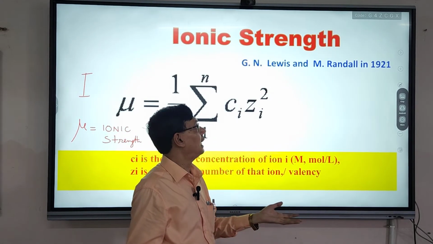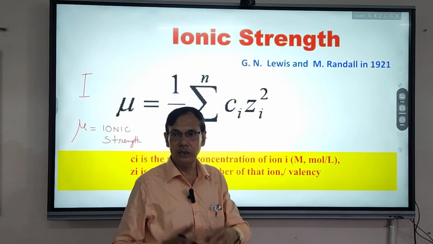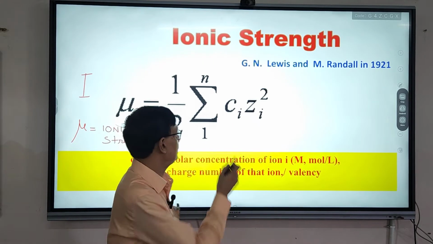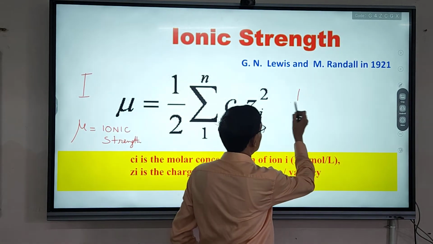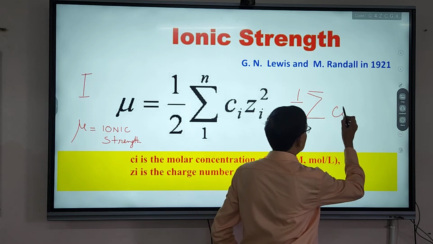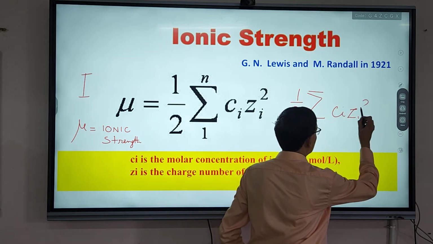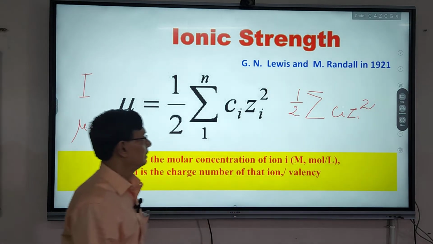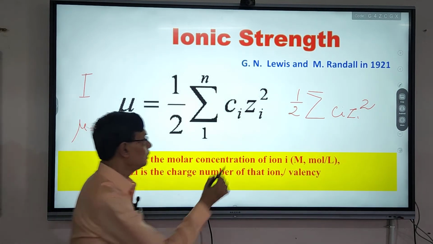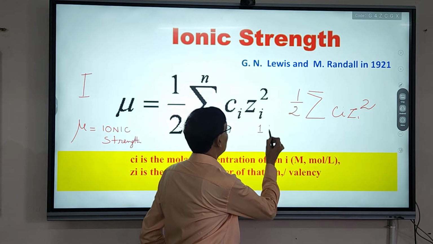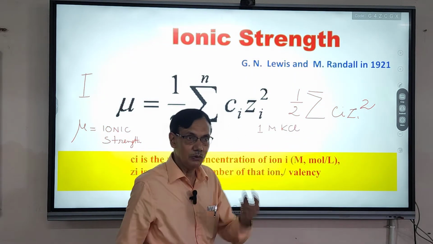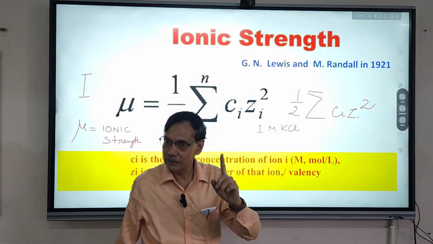It is a very, very useful concept for the whole of chemistry. Without knowing the ionic strength, you can't calculate the strength and the concentration, valency and other things. So it is very simple: half summation Ci Zi square. C means the concentration of the ions. Suppose I am using 1 molar KCl.